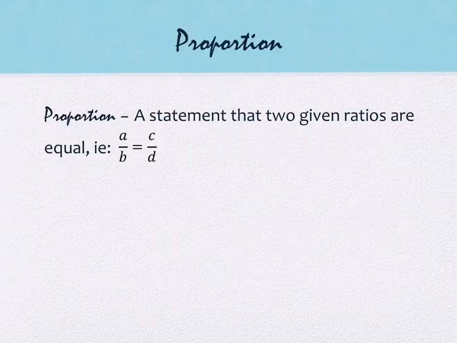All right, so what we're going to do with our ratios is we're going to be able to create proportions. So proportion is a statement that two given ratios are equal. So something like this, A over B equals C over D.